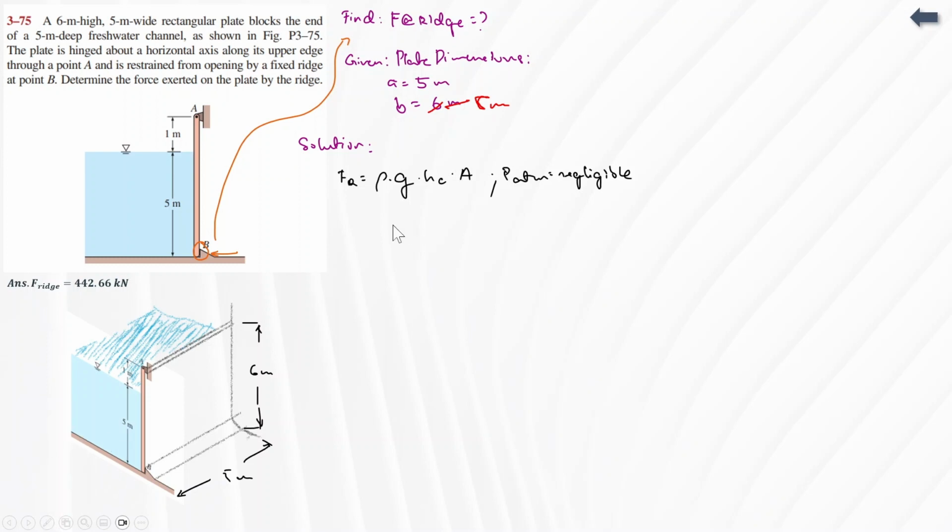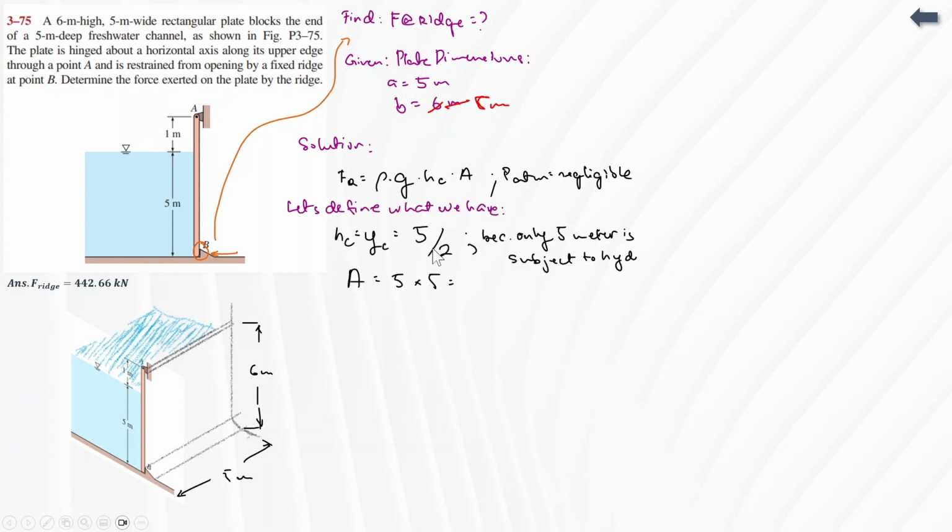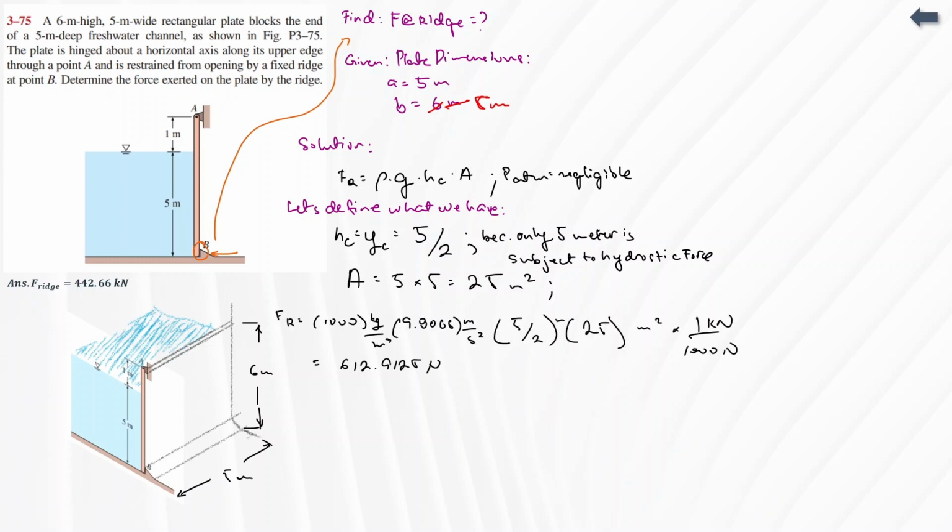Atmospheric pressure is again negligible since it's acting on both sides. The formula for the resultant force is density times g times hc times A. Since this is a vertical plate, hc is equal to yc, which is technically 5/2 because only 5 meters is subject to hydrostatic force. Our area is 5 times 5, which is 25 square meters. Substituting into our equation, we would get 612.9125 kilonewtons.